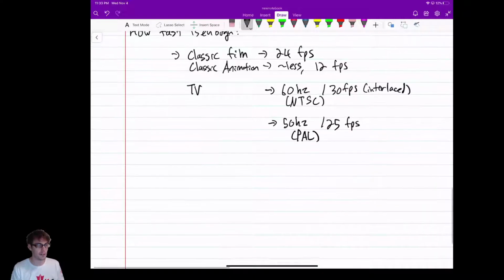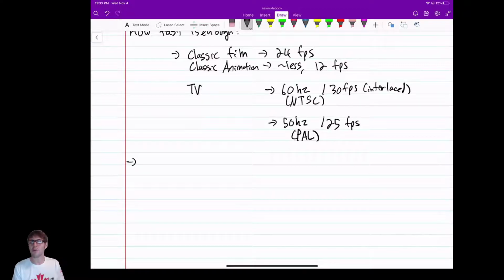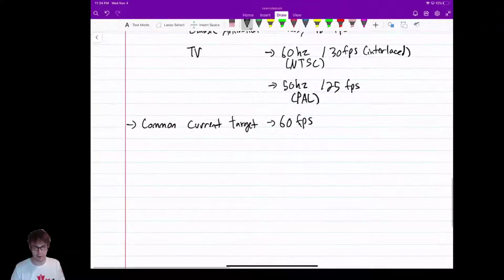That was good enough for TV. The common target we come across now is 60 frames a second. Now, before LCD monitors, when you had CRT monitors, you could easily set them, because it just had that gun moving around, you could set them to much higher frame rates, much higher refresh rates. You just make it faster. We can't do that anymore. Currently, we're mostly limited by the monitors. So many current monitors, unless you spend a lot of money on it, are limited.